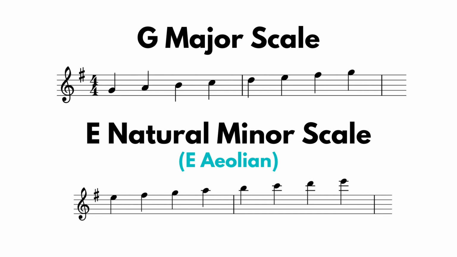Again, the notes are exactly the same. It's just that we are starting on the 6th degree of the major scale, in this case the G major scale, to create the natural minor scale, in this case the E natural minor scale. Eventually you want to play the natural minor scales without even thinking about which notes to play.